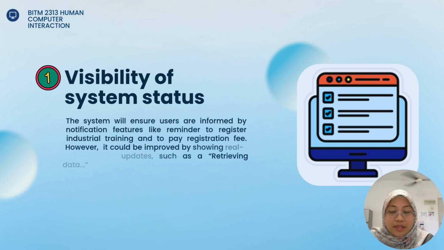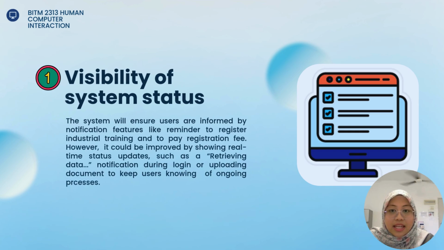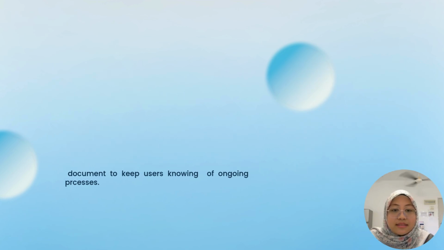Number one is visibility of system status. The system ensures users are informed by notification features like reminders to register industrial training and to pay registration fee. However, it could be improved by showing real-time status updates such as retrieving data, notification during login, or uploading document to keep users knowing of the ongoing process.